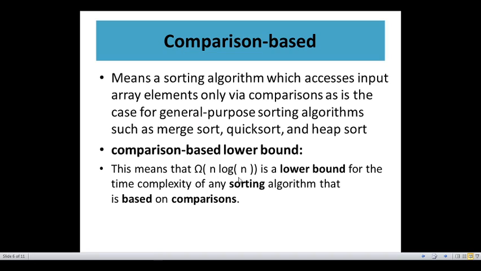One more type, comparison based lower bound. What is meant by comparison based lower bound? This means that Omega of n log n is a lower bound for the time complexity of any sorting algorithm that is based on comparison. What is the time complexity of this type of algorithm? Omega of n log n. This specifies the lower bound.